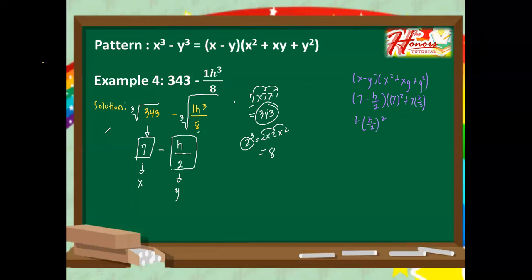Now we have here the quantity of 7 minus h over 2 times 7 squared, that's 49 because 7 times 7 is 49, plus 7 times h, that is 7h over 2, plus h squared over 4. And this is the final answer.